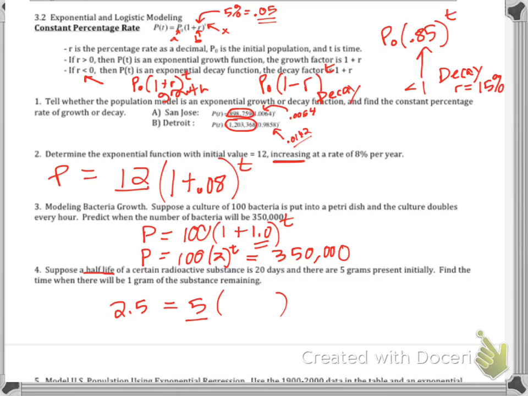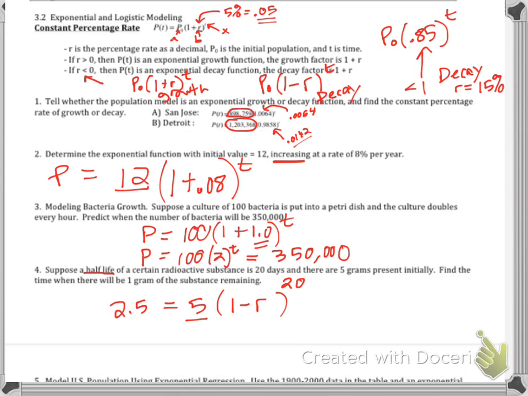And then what's our rate? We have to figure out, it takes 20 days to get to that. So I'm doing 1 minus some rate to get that to happen, and then I start, and it takes 20 days for this to occur. So in our time, find the time when there will be 1 gram of the substance remaining. This is kind of a multi-stepped problem.